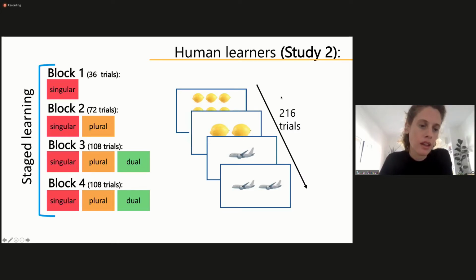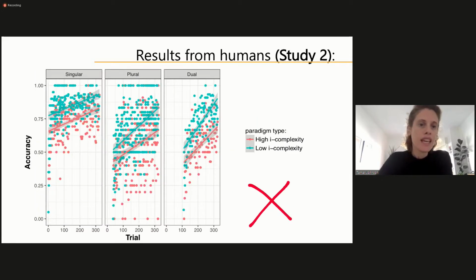Okay, so to make the link between the form in a singular and dual more apparent. But then also in study 2, we didn't find a significant effect of I complexity. We did see a difference between the participants in the high I complexity versus the low I complexity paradigms, but this was explained by the general learning abilities of participants rather than by the I complexity.